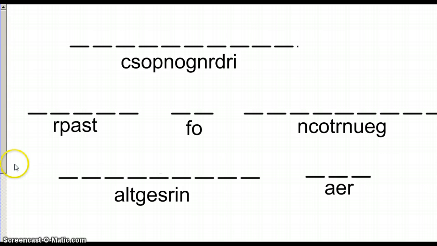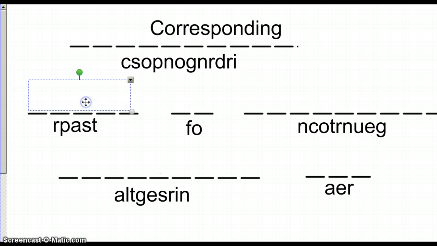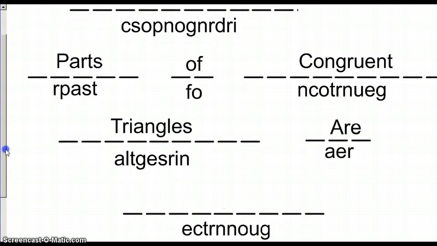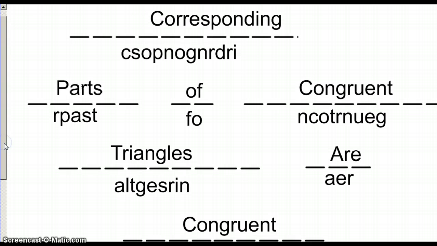What we also have to realize, take a second and go ahead and see if you can solve or unscramble if you want. If not, this is what it says. Corresponding parts of congruent triangles are, and then you're supposed to have one more, congruent. So what does that mean? It means that if you know a triangle is congruent, then all 6 parts must be congruent.